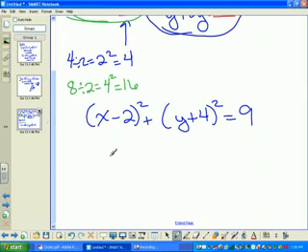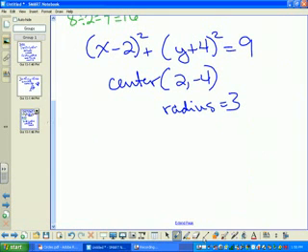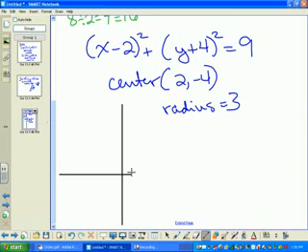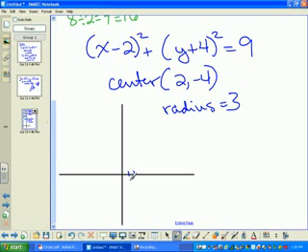So which part is going to make my center? 2, negative 4. And what is my radius going to be? So if I had to go and graph this, what would I need to do first? Okay, so if the center's 2, negative 4, 1, 2, 1, 2, 3, 4. Okay, there's my center. From that center, how far do I count?